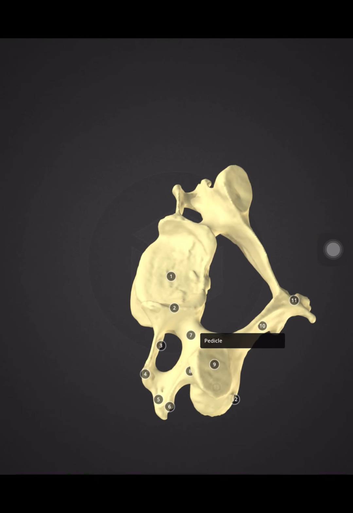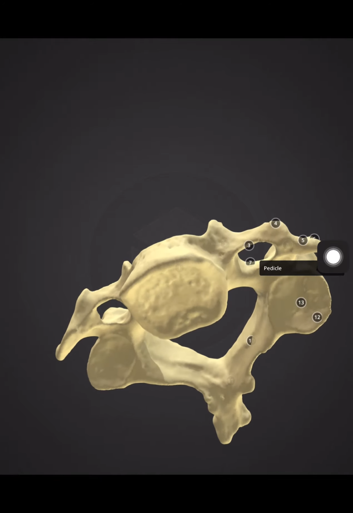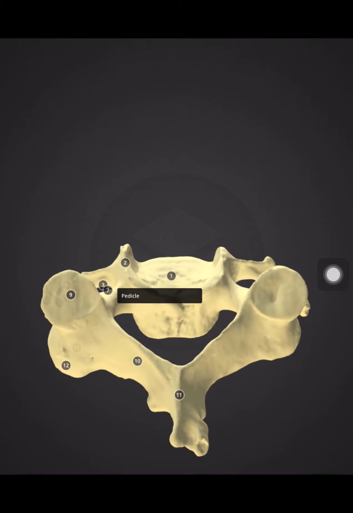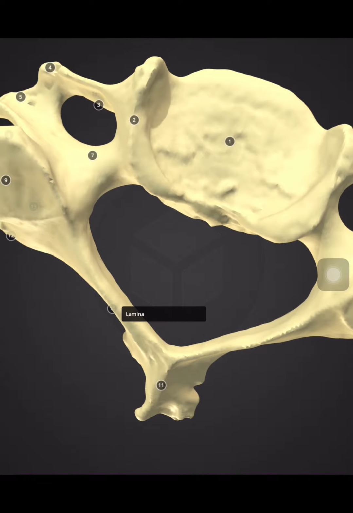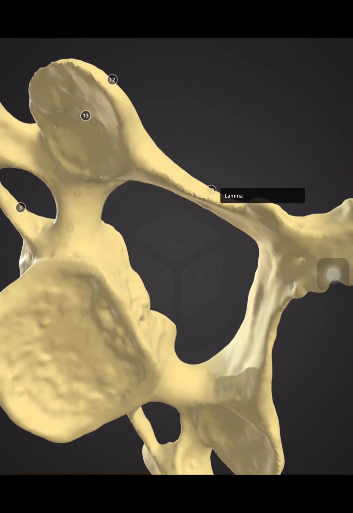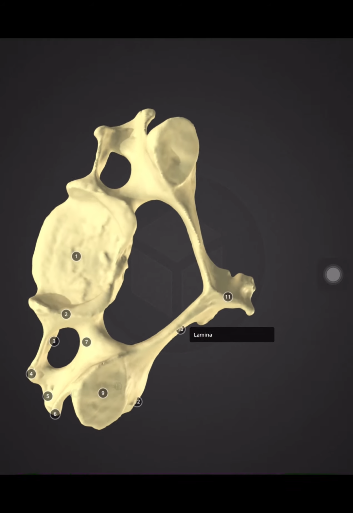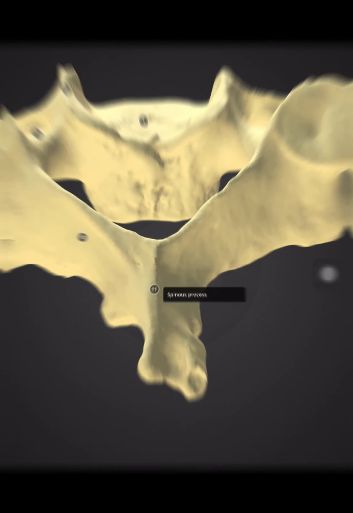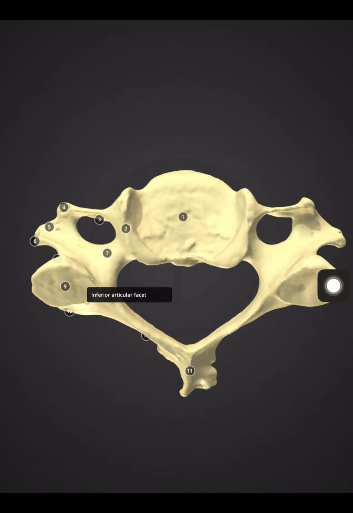The pedicle, number 7, projects posterolaterally, such that the superior vertebral notch and the inferior vertebral notch are equal. The lamina, number 10, is thin superiorly and thick inferiorly. Then talking about the spinous process, it is short, bifid and horizontal. Now let's talk about the vertebral canal. The vertebral canal is triangular in shape, and it accommodates the cervical enlargement of the spinal cord.